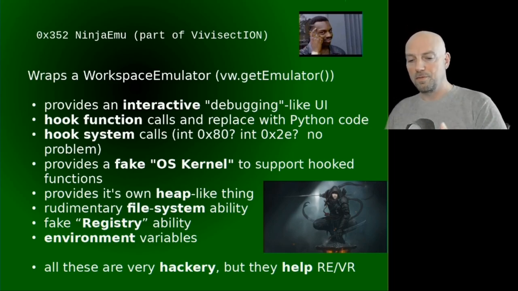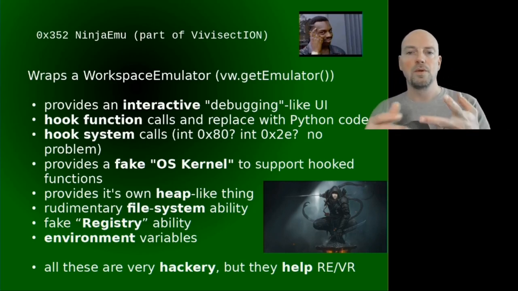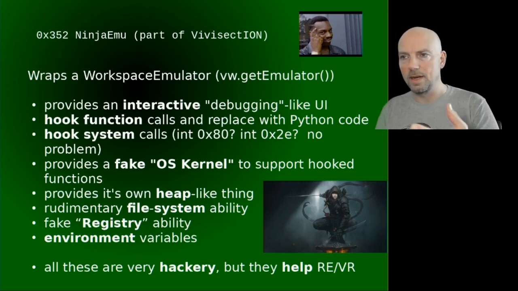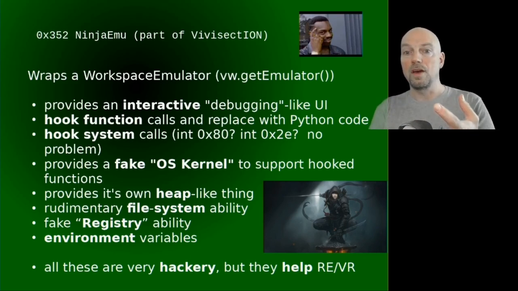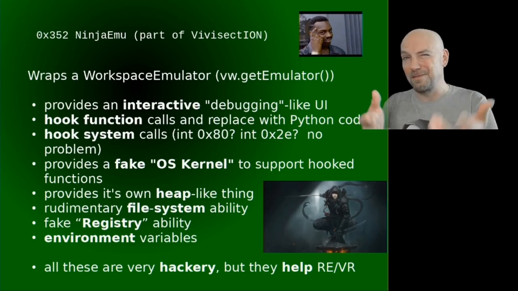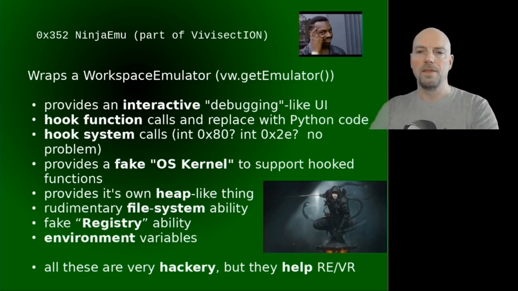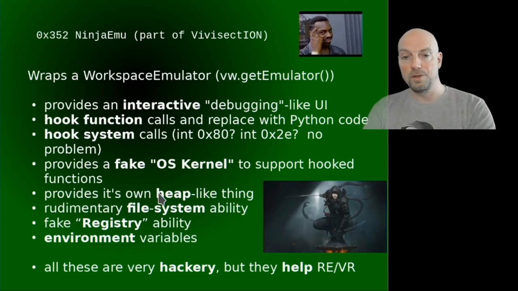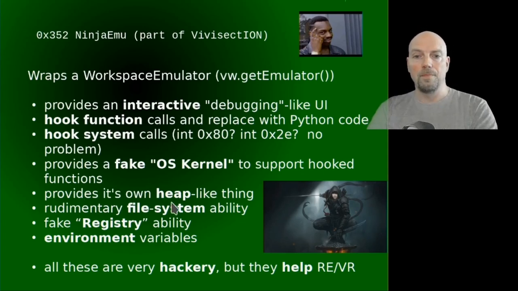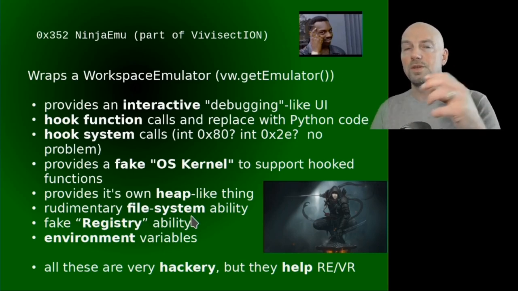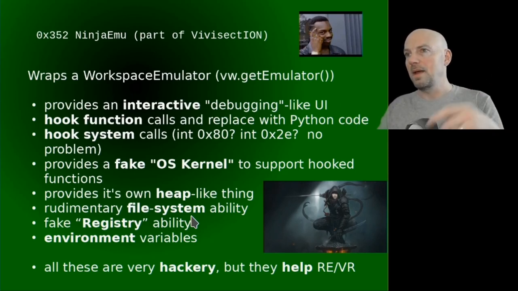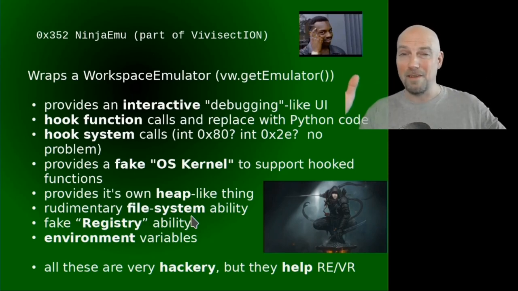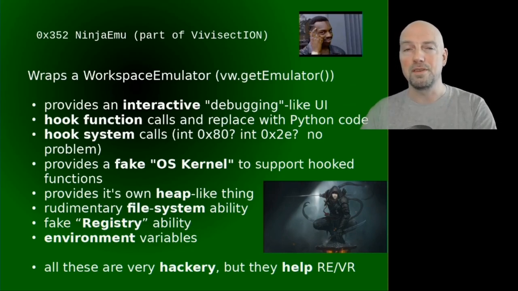In the process of doing all this, in order to support all the function calls that I wanted to emulate, we've created three primary fake OS kernels. We've got the fake Win32 kernel, we've got the fake POSIX kernel for Linux and the like, and we've got a raw kernel, which is for firmware that doesn't actually have a kernel. But it allows us a great deal of flexibility to expand and extend. We provide our own heap. We provide rudimentary file system ability, including the ability to create fake files just by name. Here's a path, here are the bytes that are in that file, and some attributes for the file.